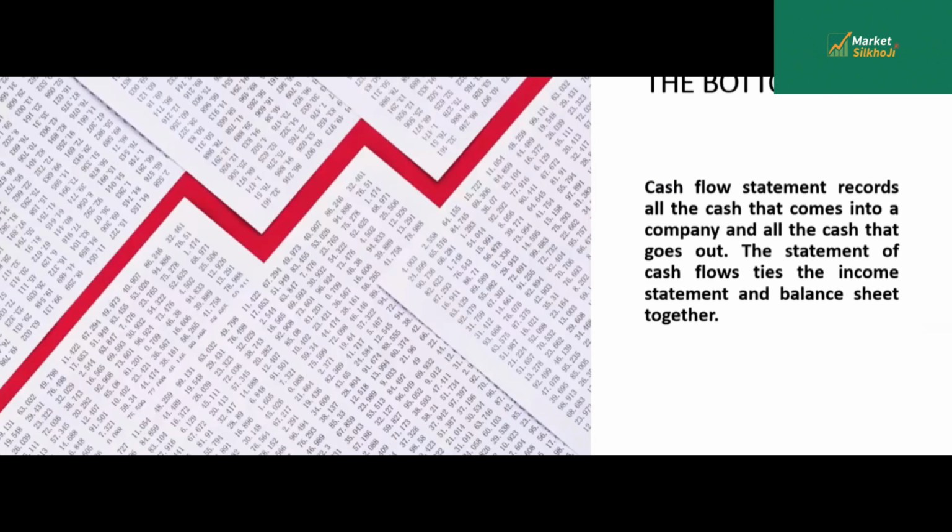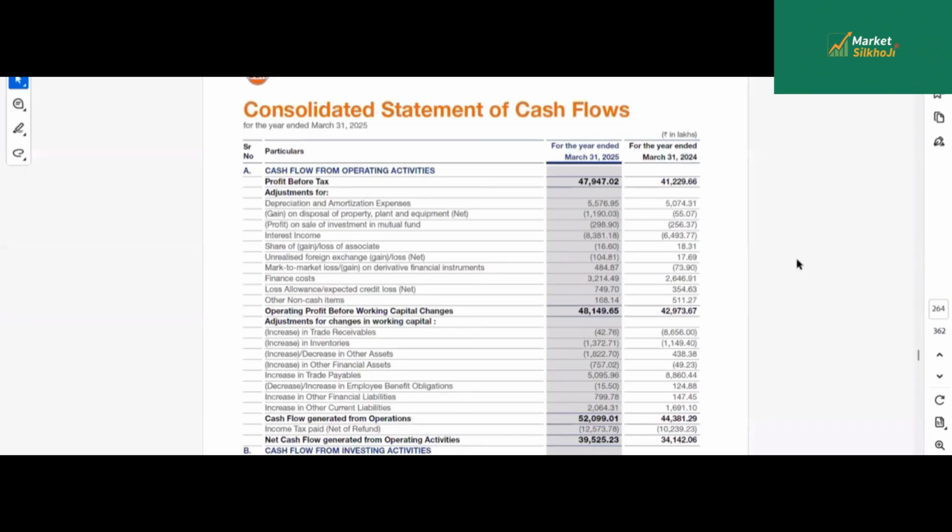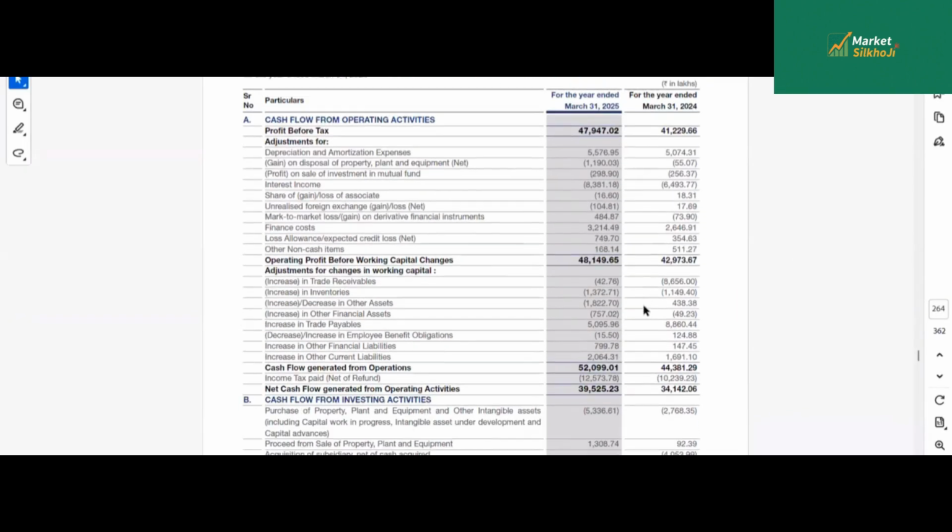So the bottom line is, the cash flow statement basically records all the cash that comes into the business and all the cash that goes out. And as a shareholder, our preference is we want cash to come into the business rather than go out. Of course, cash will go out, but the cash that comes in should be bigger. That is what we generally expect from any business. Now let's look at one of the recent examples also. Let's look at, for example, Gulf Oil, one of our recommended stocks.